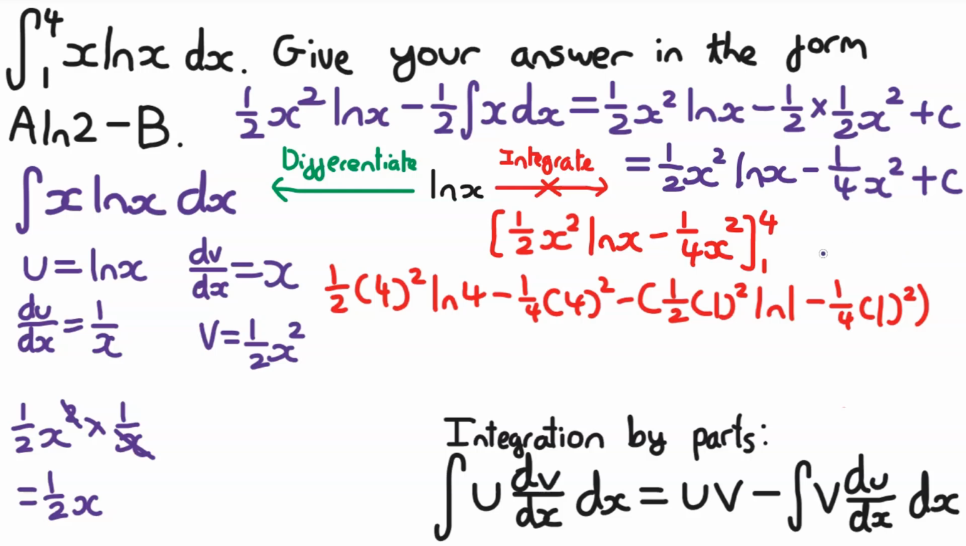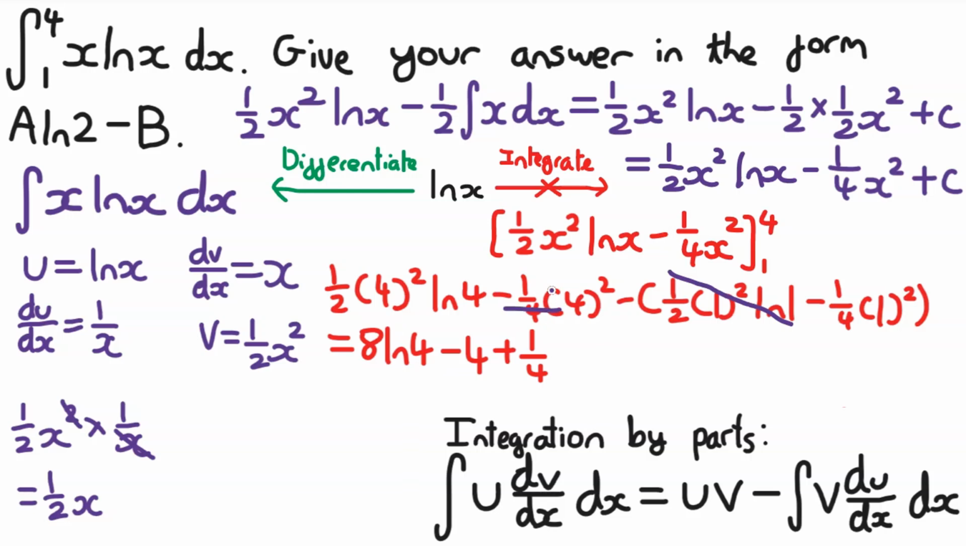And we can simplify this because we have this natural log of 1 here, and natural log of 1 is 0, so therefore this term is going to cancel out. So if we simplify this further, 4 squared is equal to 16, and then 16 multiplied by half is 8, so this term here is going to be 8 natural log of 4.